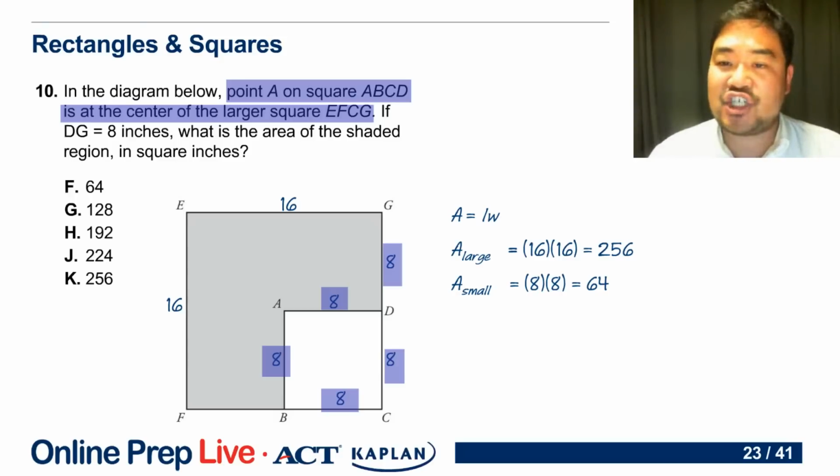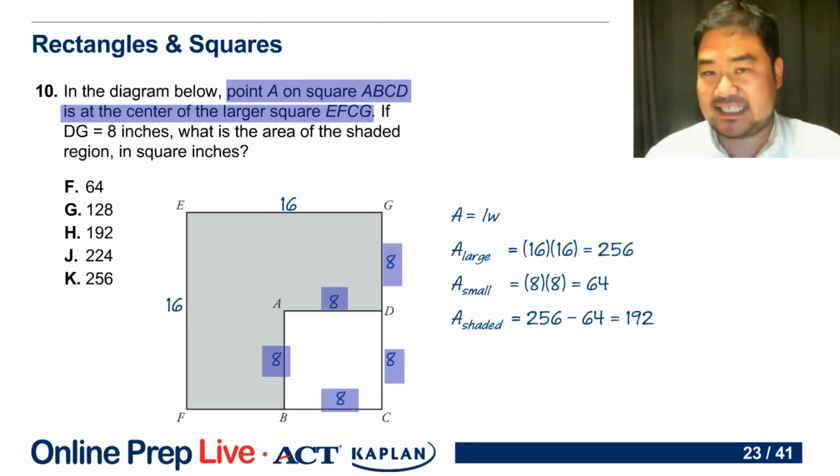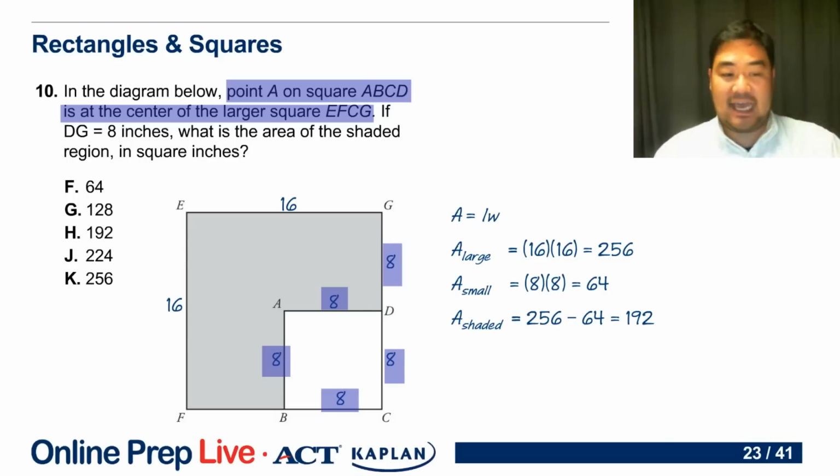If you're looking at that shaded region, think about what you need to get rid of in order to find what's left over. What do you do with those two numbers? We're going to subtract those two numbers. 256 minus 64 is equal to 192, and choice H is your correct answer.